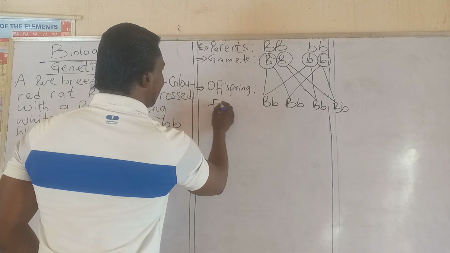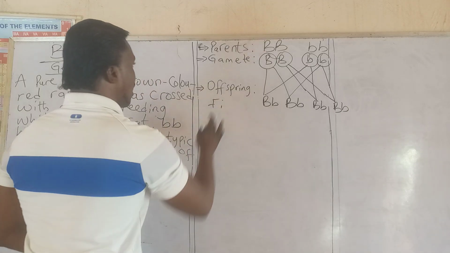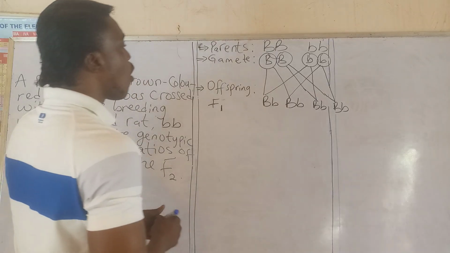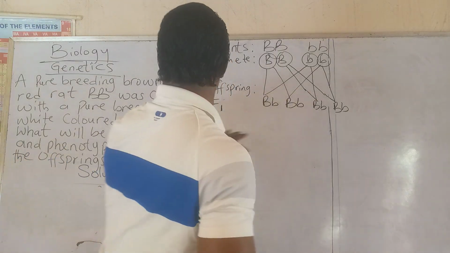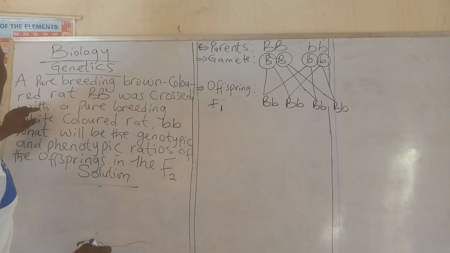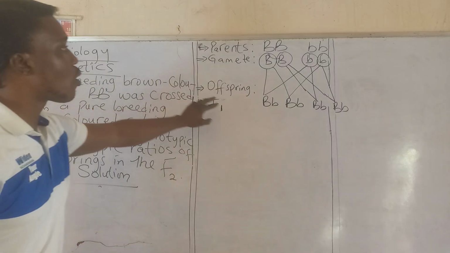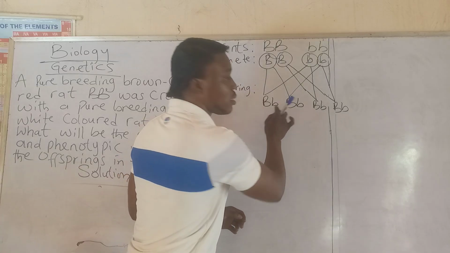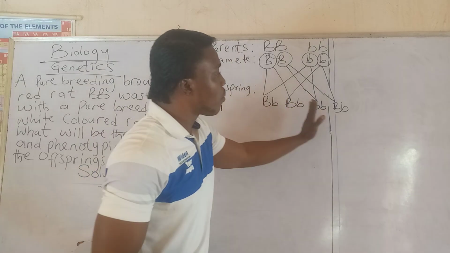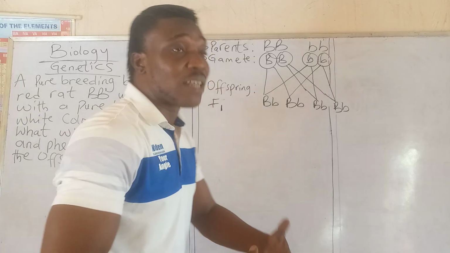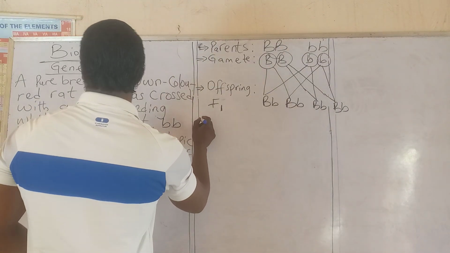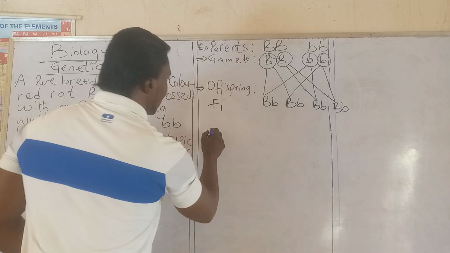Now, this is in the first filial generation, F1 generation. In this F1 generation, it means that all the offspring born are brown. Why are they brown? This capital B dominates this small b. So they're all brown. But the question really asks us to go beyond the first filial generation, so we need to go to the second filial generation. So we make this cross again.